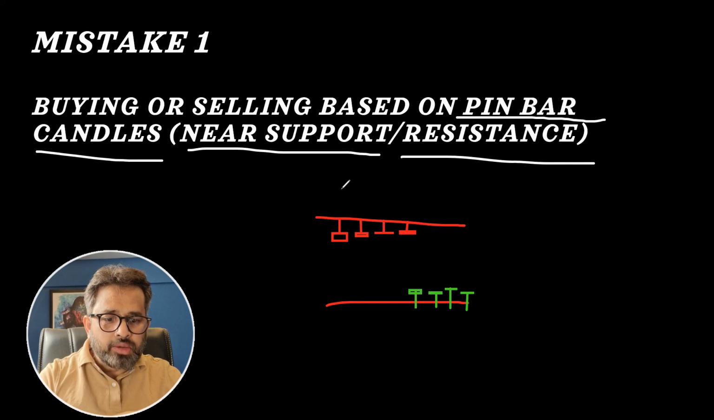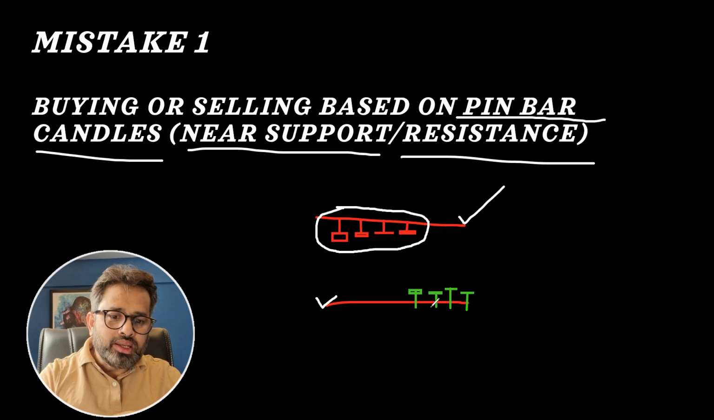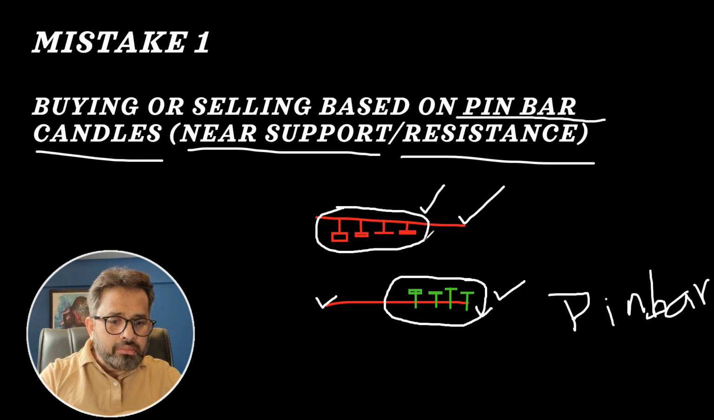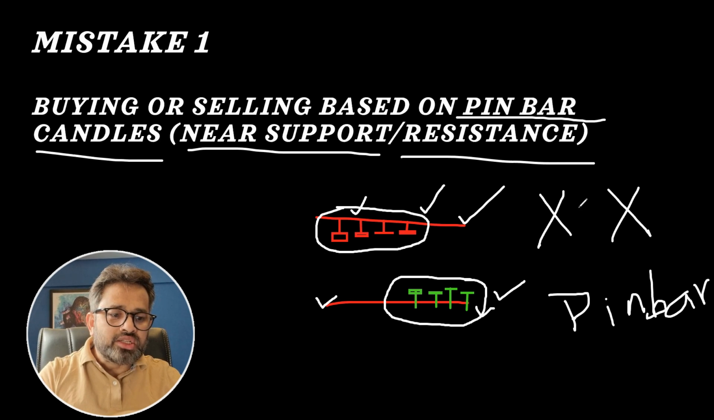Suppose this is the resistance line and this is the support line. When you see this kind of bearish pin bar near the resistance, or if you see bullish pin bar near the support, most of the option buyers make the mistake of going long here or going short here, thinking that this is a bearish sign and this is a bullish sign because it's a pin bar. These are the bullish pin bars, these are the bearish pin bars. So that is why I say that if you see this kind of pin bars near the support or resistance, never take any trading decision just based on pin bar.